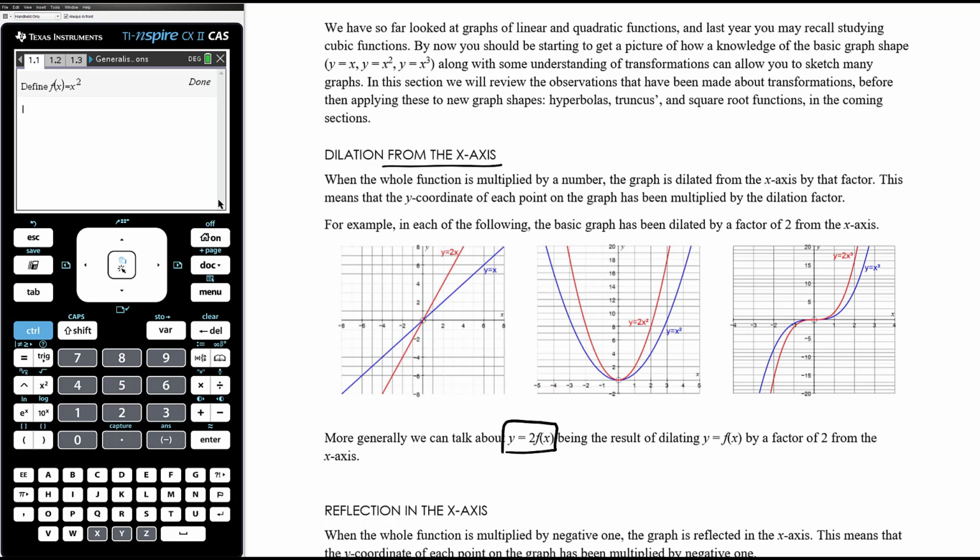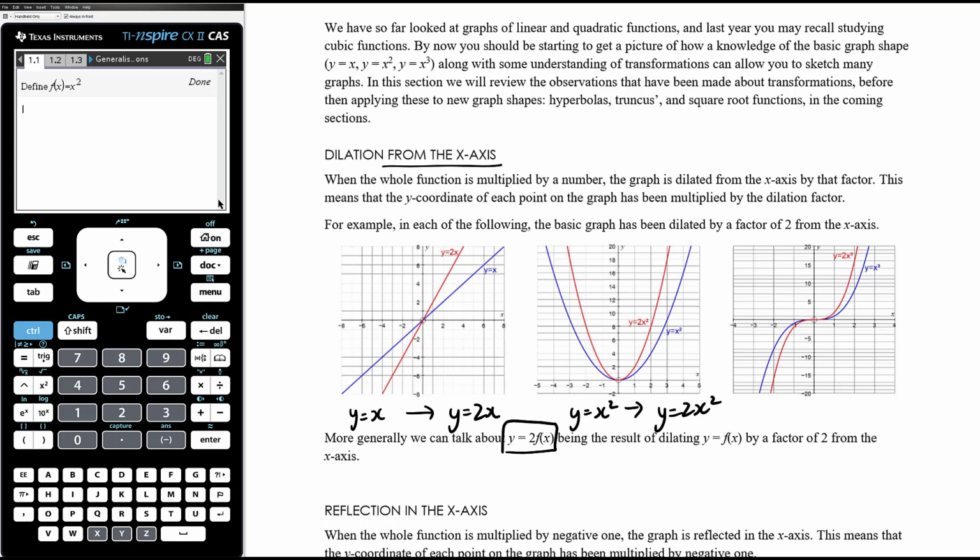If we take the graph of y equals f of x and dilate it by a factor of 2 from the x-axis, its equation will be y equals 2 times f of x. So we saw that happen here. We've got y equals x. If f of x is x, 2 times f of x is 2x. If f of x is x squared, then 2 times f of x is 2 times x squared. If f of x is x cubed, then 2 times f of x is 2 times x cubed.